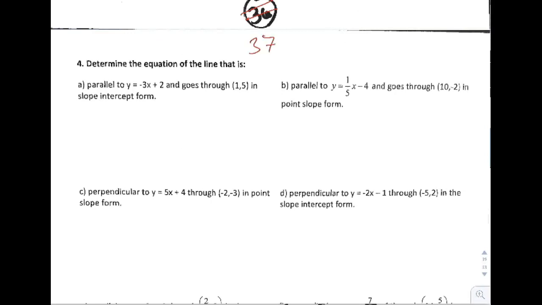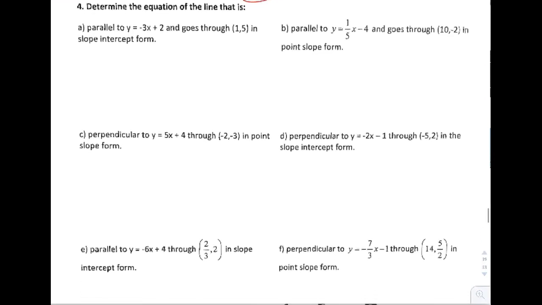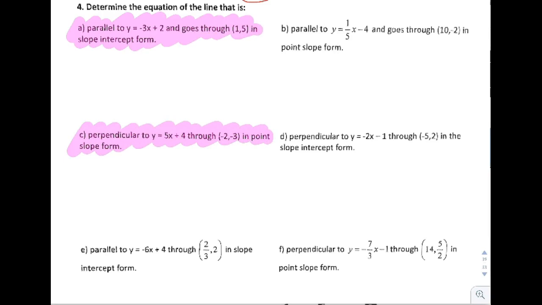Okay, now I need you to flip to page 37. So this is the top of 37 here. And I want to do question A and question C. And then we'll take it from there tomorrow on this page.